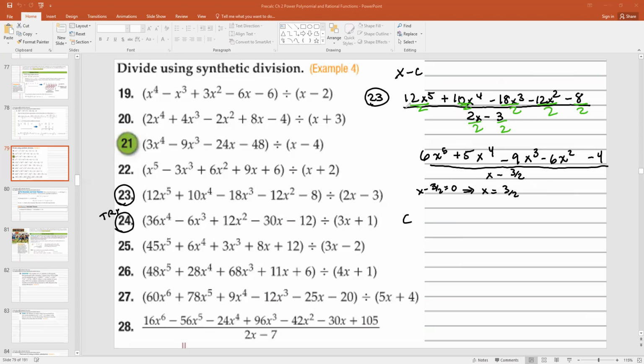Okay, so let's do synthetic division. And I'm going to put my c out here. I forgot what color I used last time. I'm going to make it purple. So 3 halves. And I'm going to put my coefficients over here. 6, 5, -9, -6, and -4. Wait a minute. Here we have x to the 5th. Here we have x to the 4th, x cubed, x squared. Where's our x?